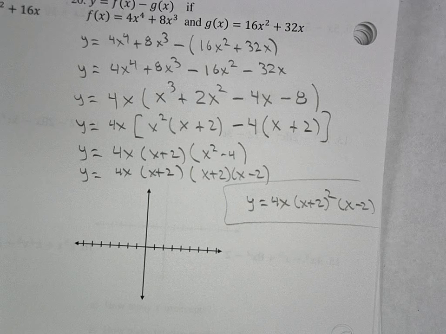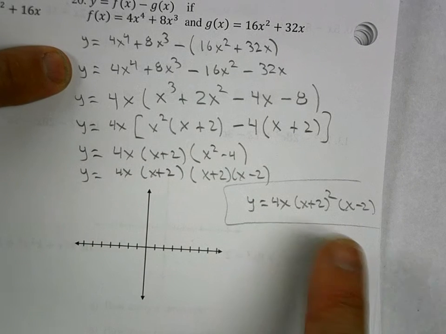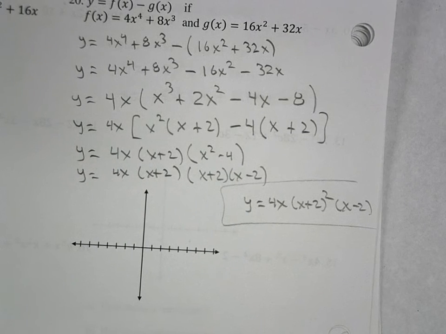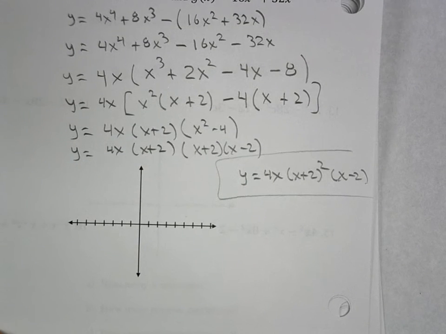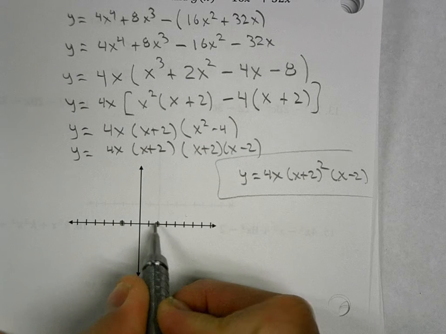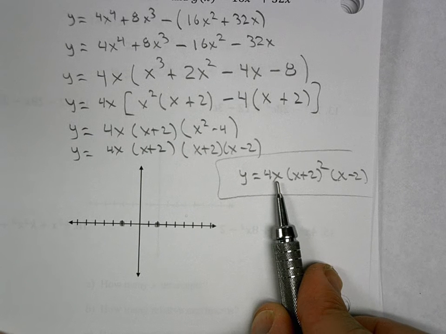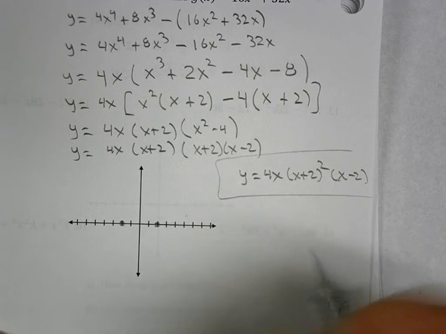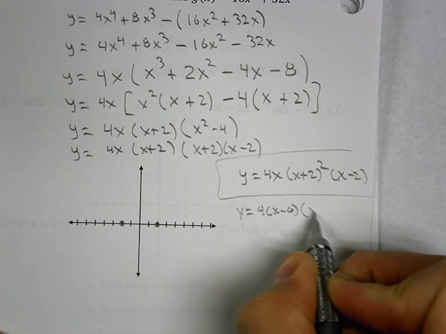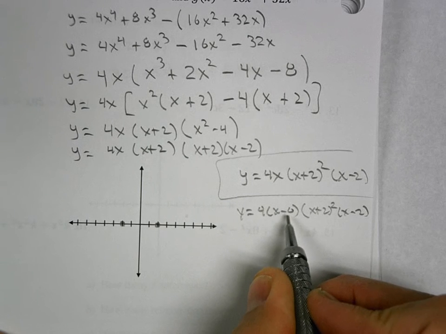It's a lot, but this thing right there is in a factored form where we can now sketch it. Okay, so where are the zeros? X-intercepts. -2 and +2. Now, is that it? And 0 right there. Right? Because that's a variable. That's the same as 4 times x minus 0 times x plus 2 squared times x minus 2. Right? So 0 is a root.